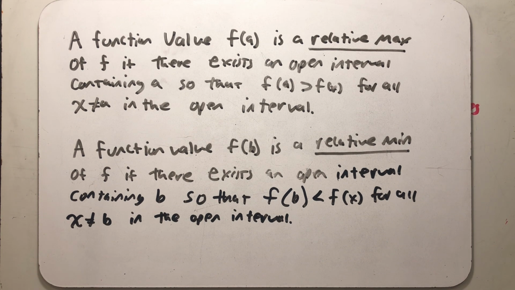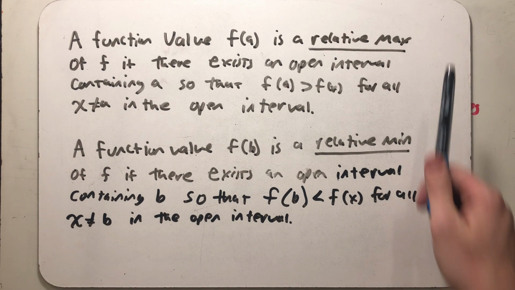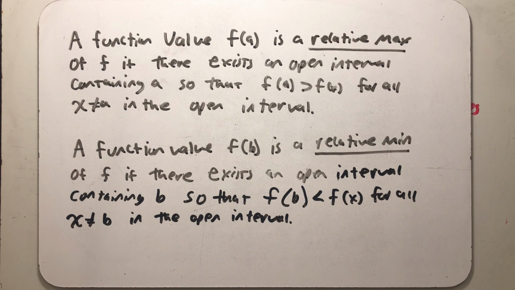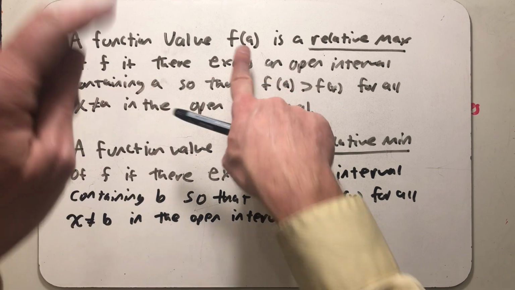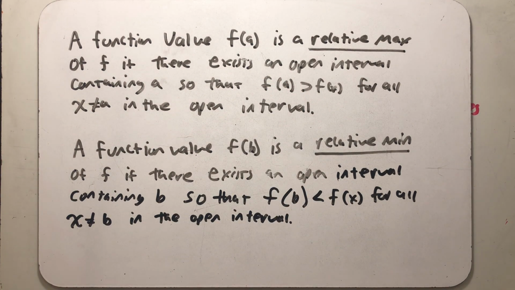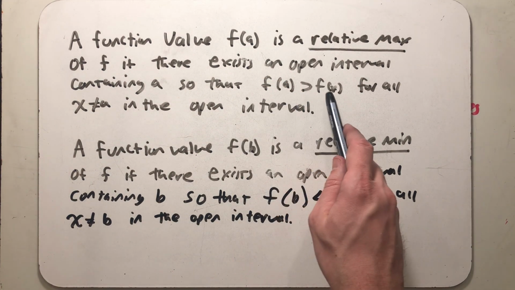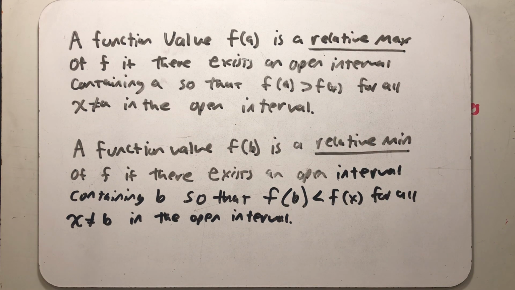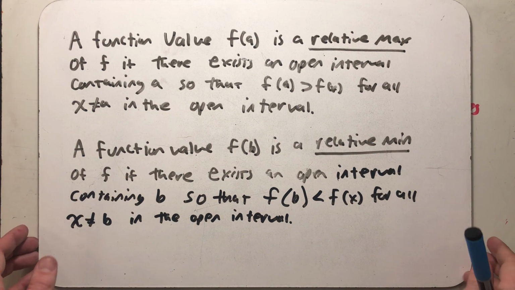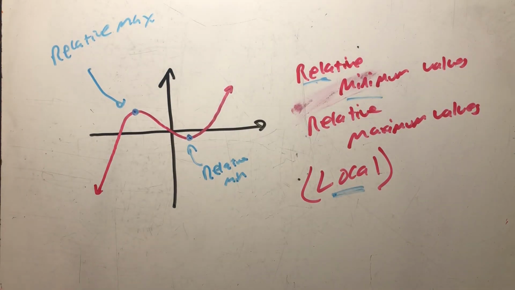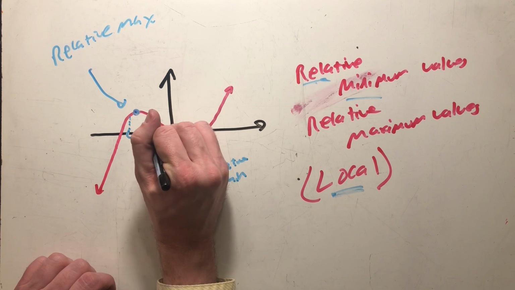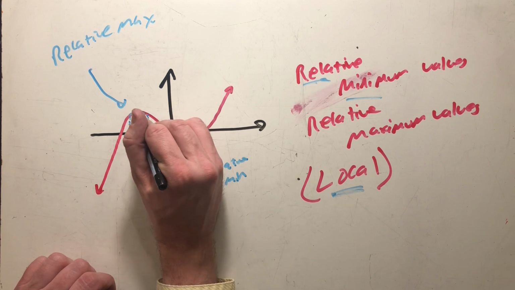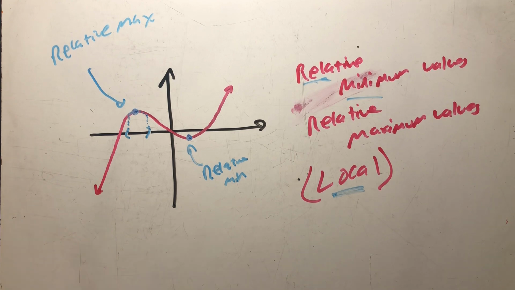A function value, f of a, that's a y value, is a relative maximum, and I've abbreviated here, relative max of f, if there exists an open interval containing a. So f of a is the y value, a is the corresponding x value. You plug in an a, you get out an f of a. So that f of a is larger than every other y value, f of x, for all x not a in that open interval. Well, if I look over here, I can find a little open interval on the x-axis. And if I look at all the y values just from here to here, that's the largest one. That's a relative maximum value.